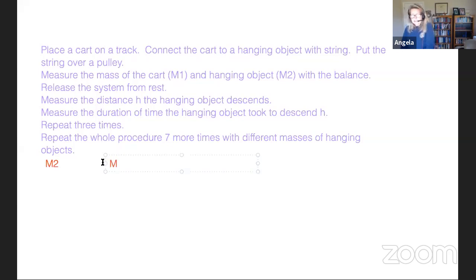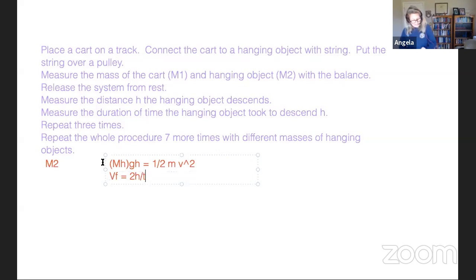Okay, hanging object. I'll just put MH for hanging object, all right? And I'll put it in parentheses. Mass of the hanging object times g h is equal to 1/2 m v squared, right? And then v final equals twice h over t. Yeah, okay, twice h over t, and then we'll have everything, right? Okay, I think that's good.